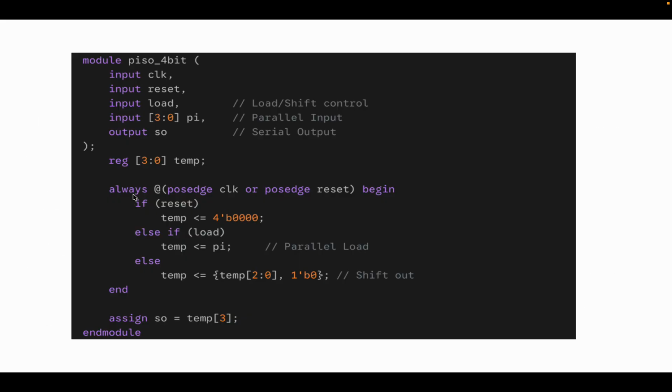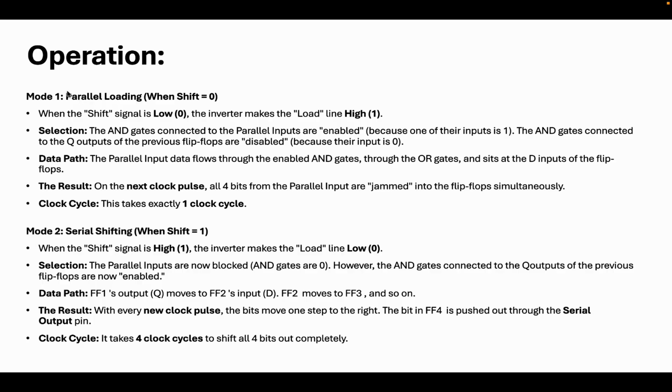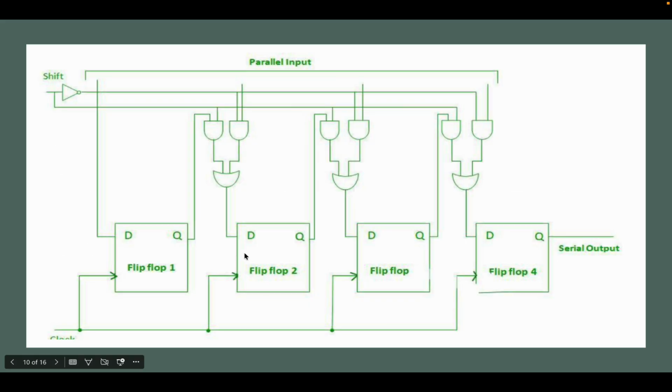Next we have when the shift is 1. Now that you have given the input, we need to do the shifting, right? So for that we will use the shift to be 1. When shift is 1, these AND gates get enabled, and this load line will go off. That means this is disabled. Now input is disabled. So where is your input coming from? It is coming from the previous flip-flop. That is how this mode 2 works. So first we have parallel loading, then we have serial shifting. The whole parallel loading takes 1 clock cycle. Here it takes 4 clock cycles because your data has to go through each of these, right? It will take 4 clock cycles to complete the whole process.